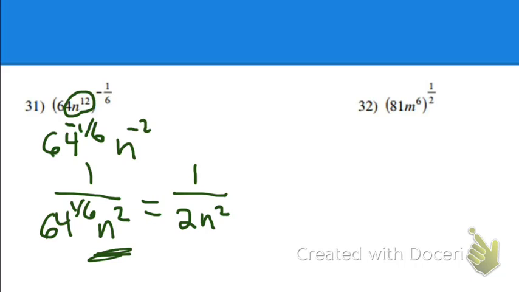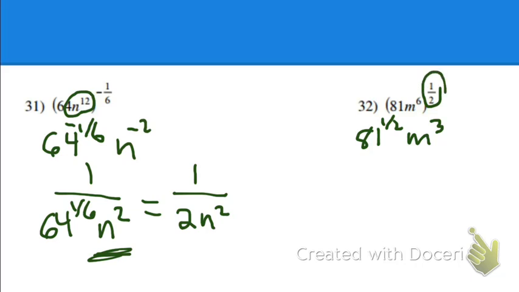Alright, in number 32, it's just like taking the square root of 81m to the 6th. It's the same thing, different notation. So we're going to take the square root of 81, or raise 81 to the 1/2 power, and then take m to the 6th and multiply that 6 by 1/2 and get a 3.